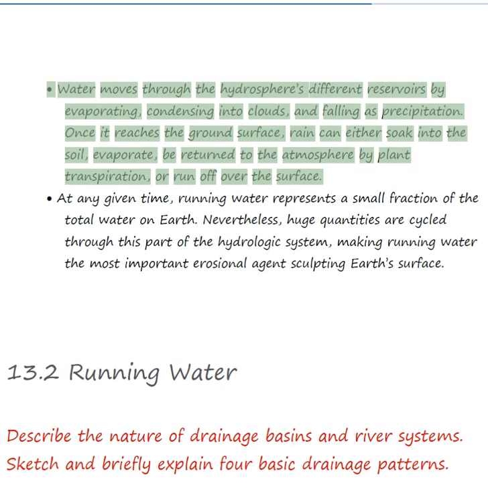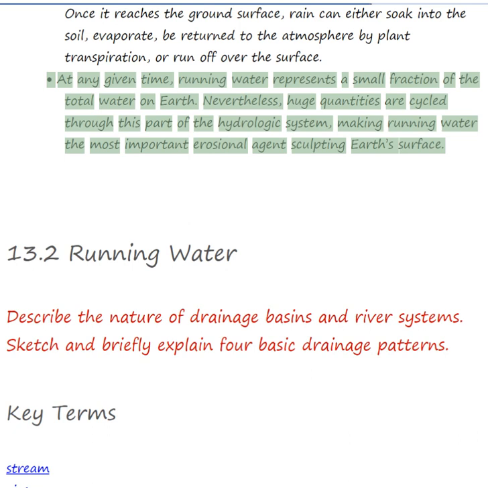Water moves through the hydrosphere's different reservoirs by evaporating, condensing into clouds, and falling as precipitation. Once it reaches the ground surface, rain can either soak into the soil, evaporate, be returned to the atmosphere by plant transpiration, or run off over the surface. At any given time, running water represents a small fraction of the total water on Earth. Nevertheless, huge quantities are cycled through this part of the hydrologic system, making running water the most important erosional agent sculpting Earth's surface.